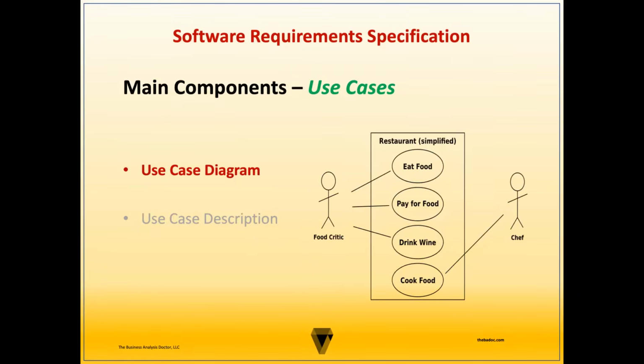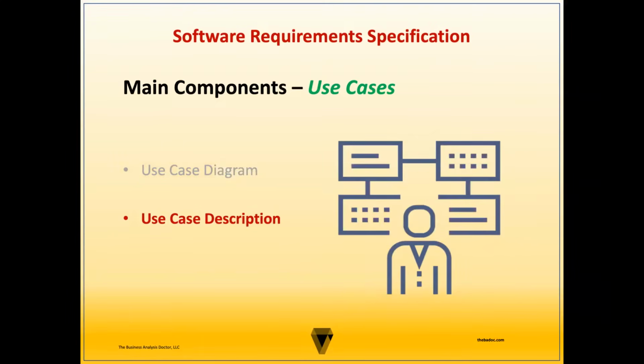The main components of the use case diagram includes the system name, the system boundary box, actors, use cases, associations, relationships, and goals. The main components of a use case description includes the use case name, the associated functional requirement, actors, preconditions, triggers, postconditions, flow of events, and scenarios. For detailed tutorials on both of these use case techniques, see the links in the description.